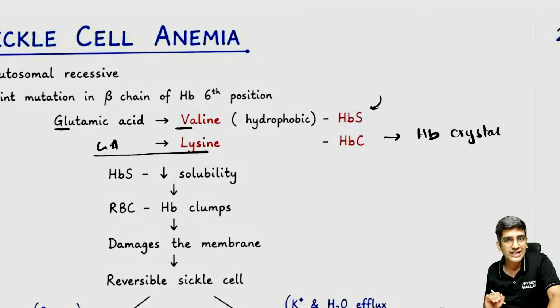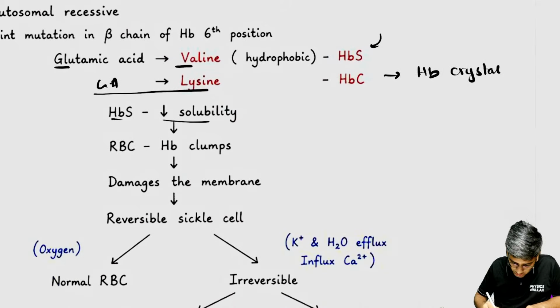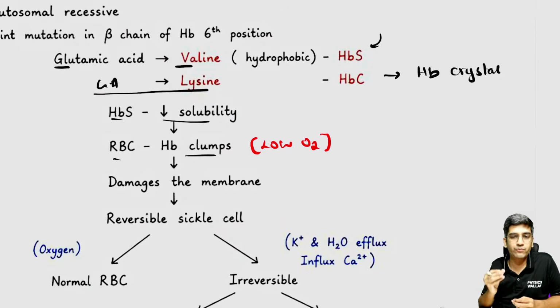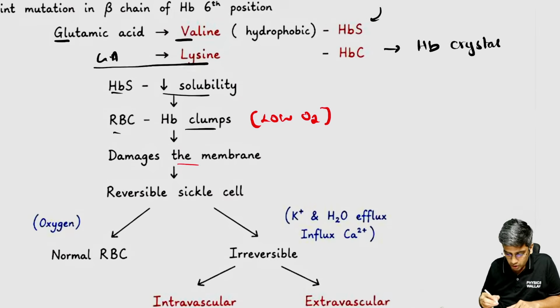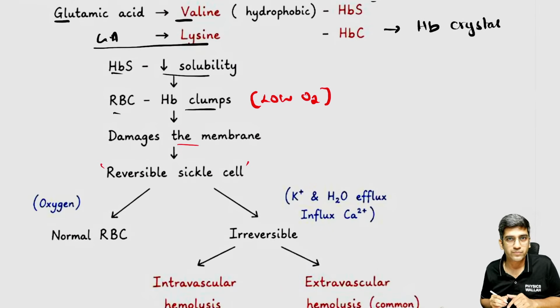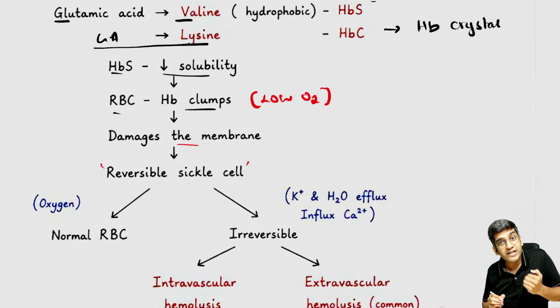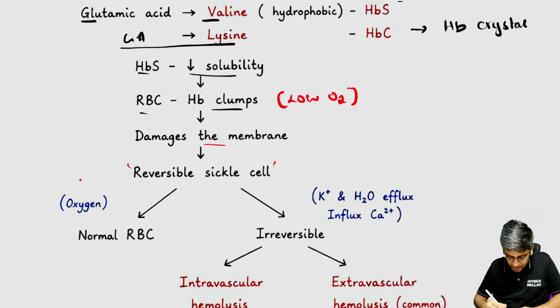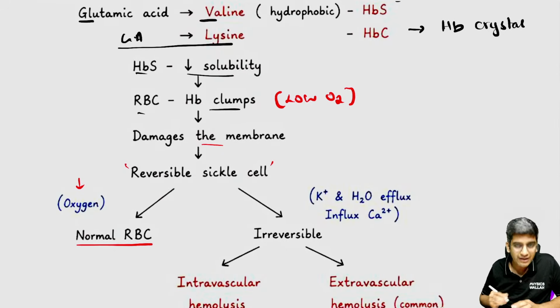Because of this change, what will happen? You will have less solubility, like you guys said. Hemoglobin becomes less soluble and forms clumps. This is accentuated by low oxygen in the hemoglobin, right? It will accentuate the clump formation. Someone even commented on that, right? Then it will damage the membrane and cause reversible sickled RBC. Low oxygen causes the sickling. So when I give oxygen to it, it will reverse back. When oxygen is present, it will become a normal RBC again.